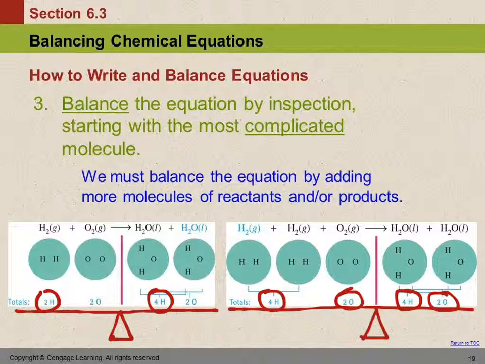The other way is to think of the atoms as being Lego blocks, and you have to account for all of the ones that you started with. So by adding another hydrogen to the reactants and another water molecule to the products, we end up with them balanced. And so we're going to combine these two and call it 2H2, and we'll combine these and call it 2H2O.